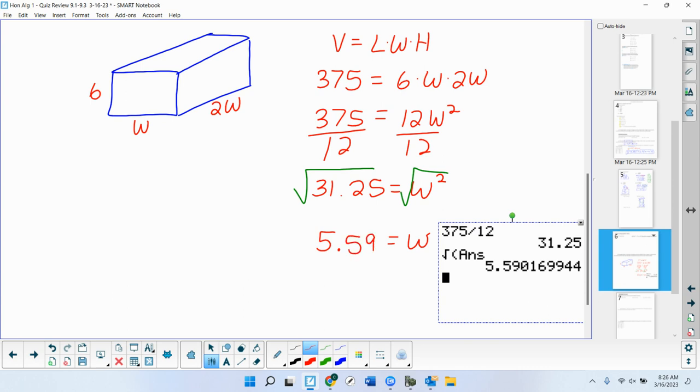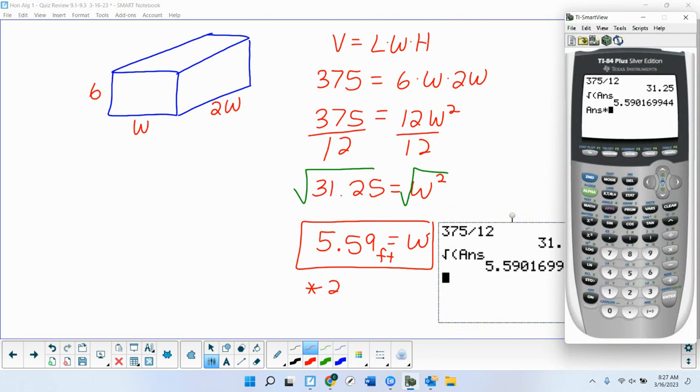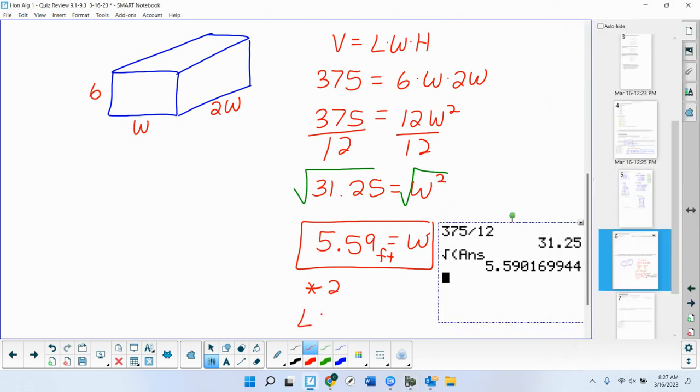5.59? Yeah. And that would be the width. So that would be feet. So how would you find the length? Multiply it by 2. And when you multiply that by 2, what did you get for the length? 11.18. The length is 11.18 feet. How'd you guys do on that one?